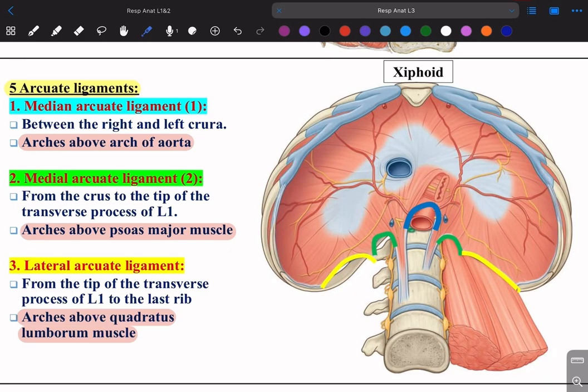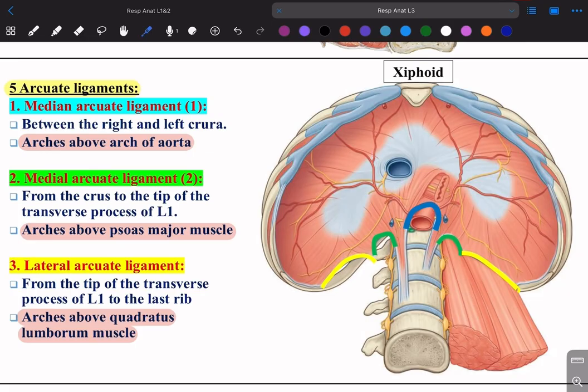So how are we going to remember them? Let's remember the median, okay, median is 1. Median has an N and ends with an N, right? So median means it's just one. But the medial with an L is 2, they're pairs, and the lateral are also pairs, they're 2. Okay, now we need to know where each of these arcuate ligaments arch.